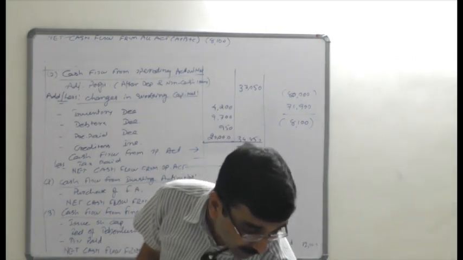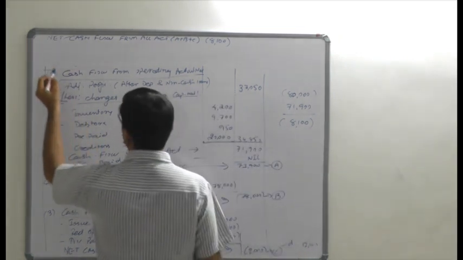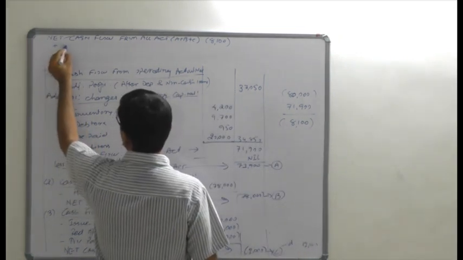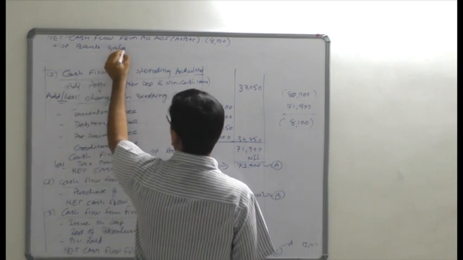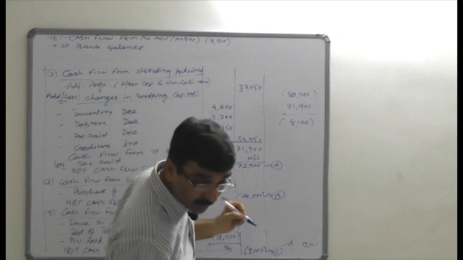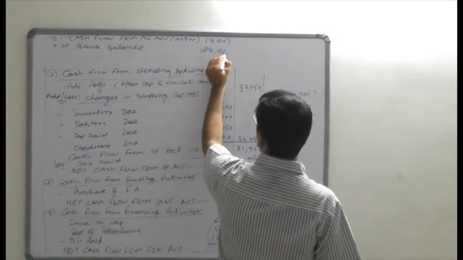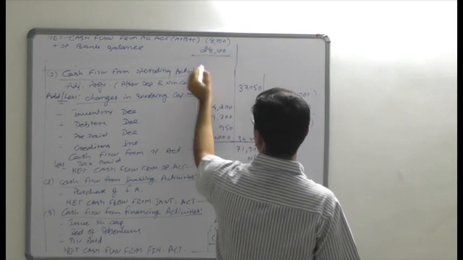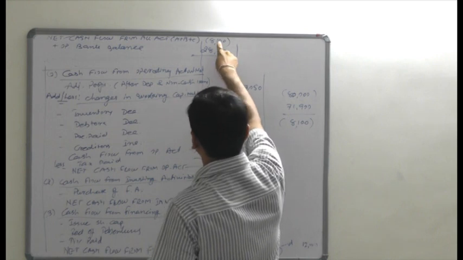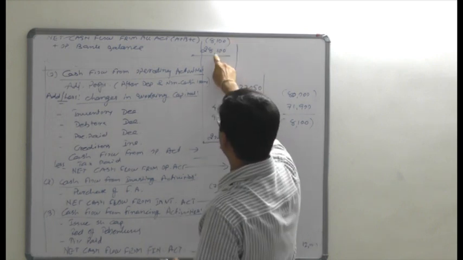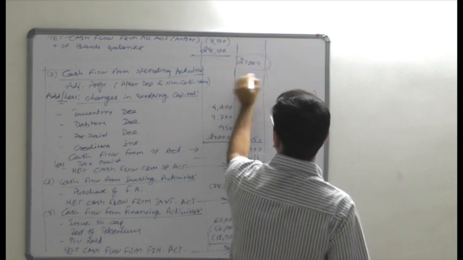Let's see your question and tell me the opening cash balance. Your opening cash balance is not given, but opening bank balance is given. So opening bank balance is 28,100. So 28,100 is your opening bank balance, sorry. And after 28,100, this is positive, 8,100 is negative. So minus this, what would be your closing balance? Your closing balance is positive 20,000.